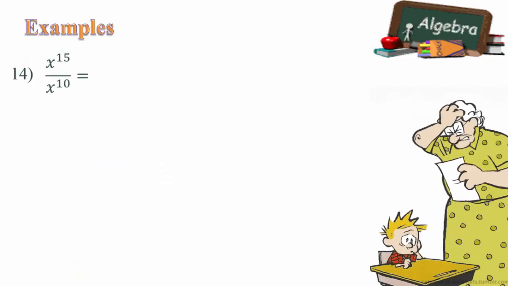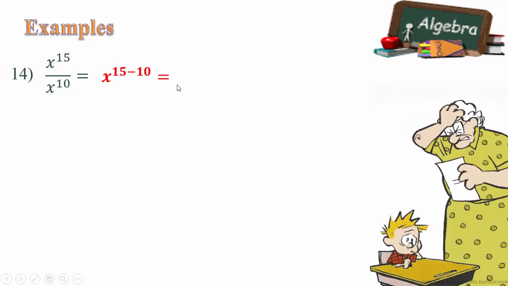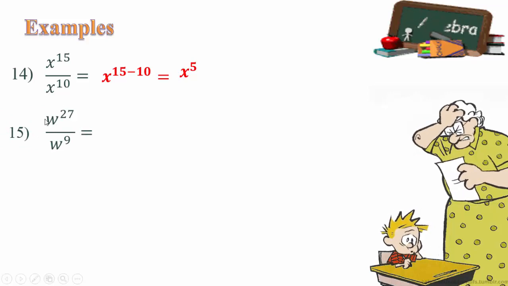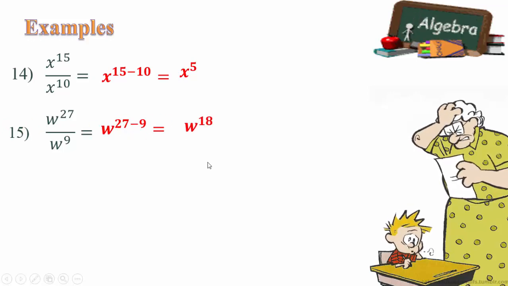In example number 14, we have x to the 15th over x to the 10th. If you notice, our bases are the same, which is x. So that means we can subtract 15 minus 10, and that will give us x to the 5th. In example number 15, we have w to the 27th over w to the 9th. That means we subtract the exponents, 27 minus 9, in order to get w to the 18th.